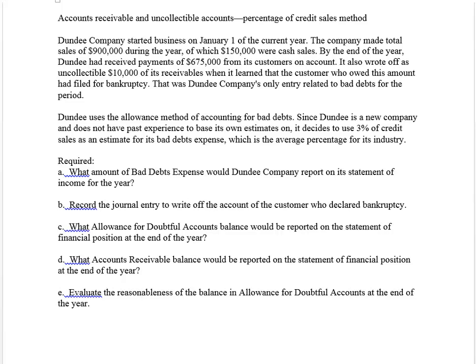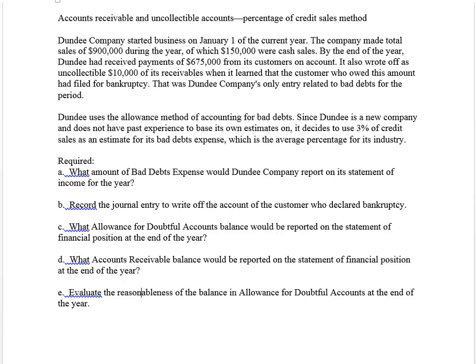It says the company started business on January the 1st of the current year. They made total sales of $900,000 and only $150,000 were for cash, so the other $750,000 were on credit. We're going to use the amount of that credit sales to help us set up the allowance, but we'll talk about that in a couple of minutes.